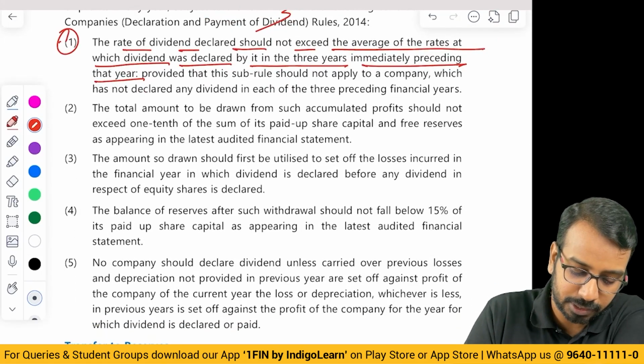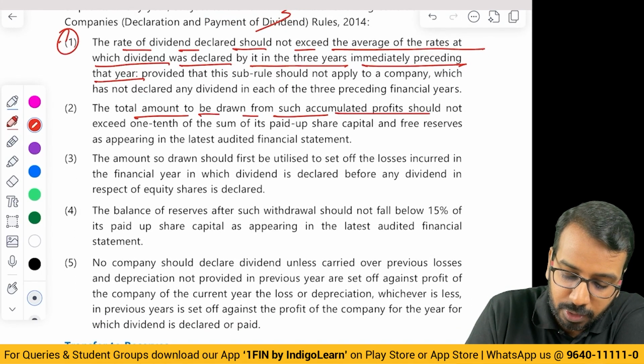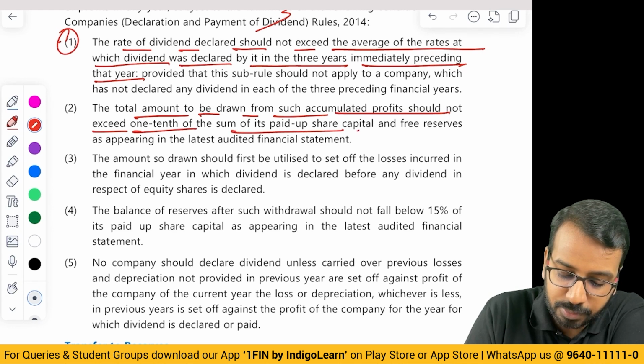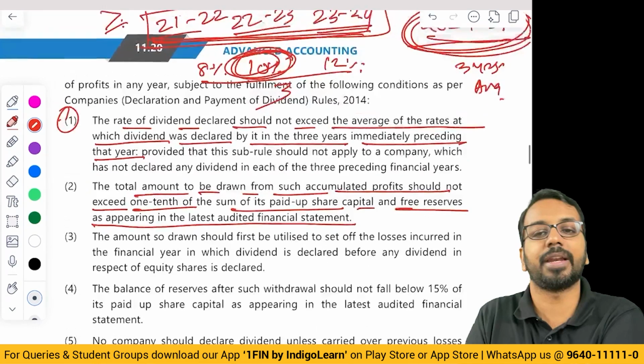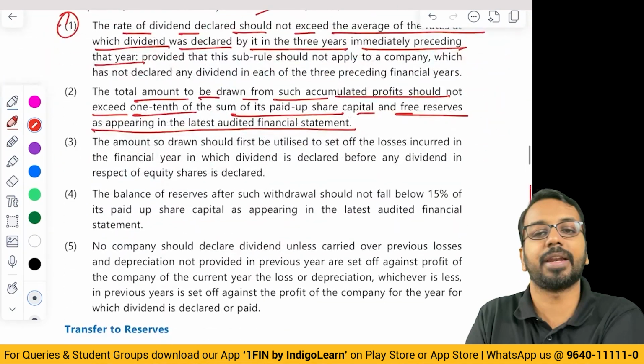That is the first condition. Second, the amount to be drawn from such accumulated profit should not exceed 1/10 of paid up share capital and free reserves as per the latest audited financial statement. So we are in the current year, 24-25. For this condition, you have to take 31st March of 24. Whatever amount of previous accumulated profit you want to use, it should not exceed 1/10 of paid up share capital, that is equity share capital and preference share capital, plus free reserves, meaning P&L balance and general reserve. It should not exceed more than 1/10. So the maximum amount that I can draw is 1/10.